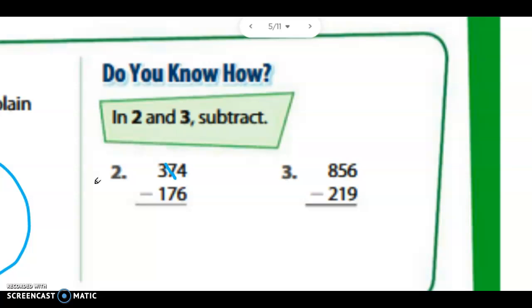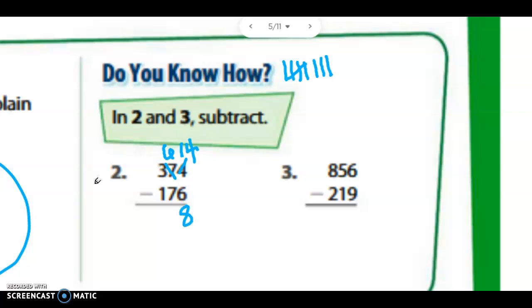Go next door. I'm going to take away 1 and then add 10 more. 4 plus 10 is 14. Then I can find the difference. Remember my strategy of counting from the number on the floor up to the top. So 6, 7, 8, 9, 10, 11, 12, 13, 14. My difference is 8.